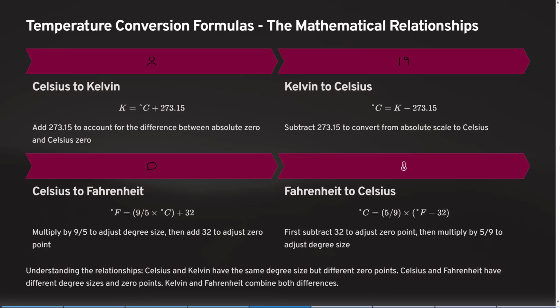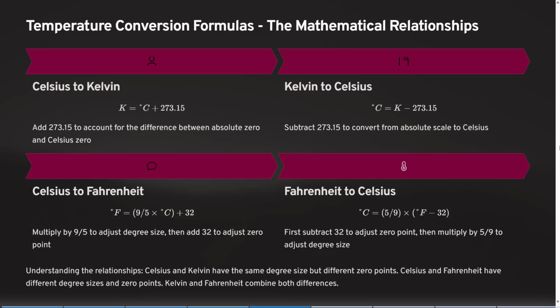For Fahrenheit to Celsius, subtract 32 first, then multiply by 5/9. So 77 degrees Fahrenheit minus 32 equals 45, times 5/9 equals 25 Celsius.